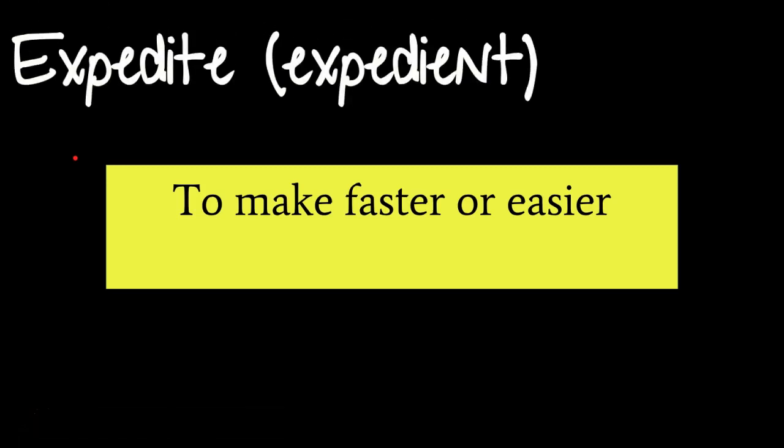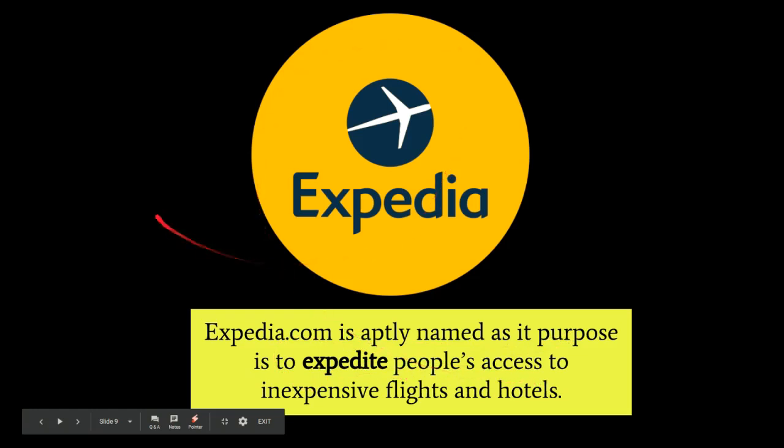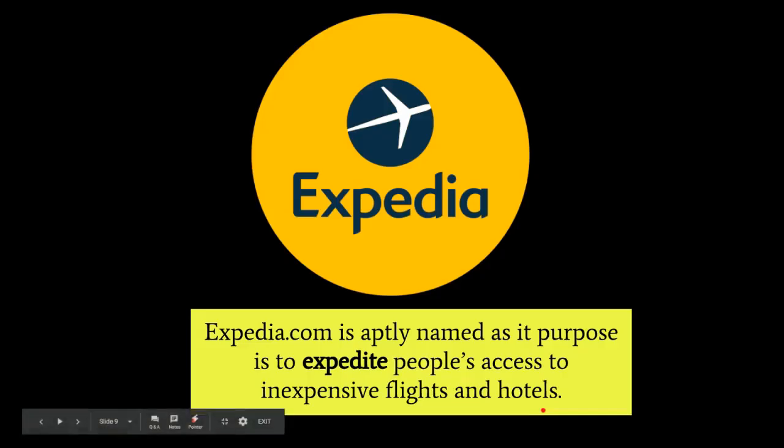Moving on to the next word, we have expedite, or also expedient. So expedite is the verb and expedient is the adjective. You expedite a project, the project was expedient. So to make faster or easier. So here we have Expedia.com is aptly named as its purpose is to expedite people's access to inexpensive flights and hotels. So you might have heard of Expedia before on television or the internet, and the name of it comes from the word expedite. Alright? And again, remember, expedite is the verb and expedient is the adjective.